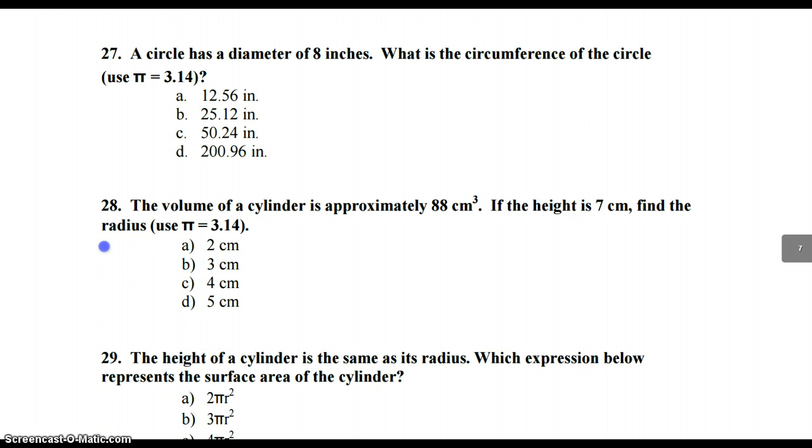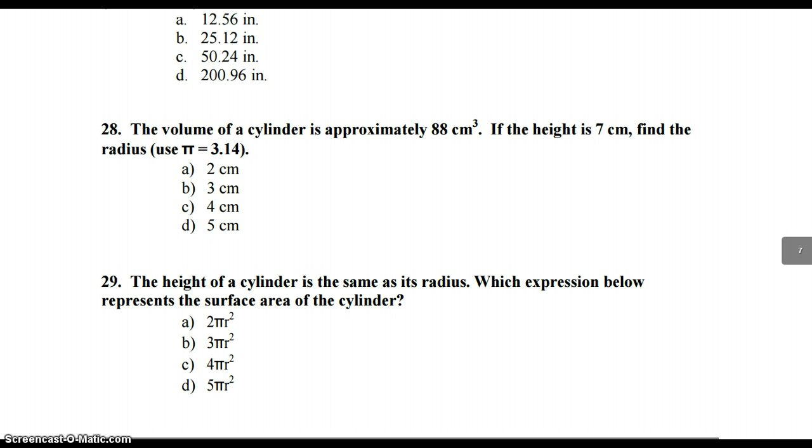The volume of a cylinder is approximately 88 centimeters cubed, or cubic centimeters. If the height is 7 centimeters, find the radius. All right, so here we need the formula again. This is volume of a cylinder. Now the volume of any, what's the word I'm looking for? Prism, there we go, is area of the base times the height of the figure. So I'm just going to use the h there.